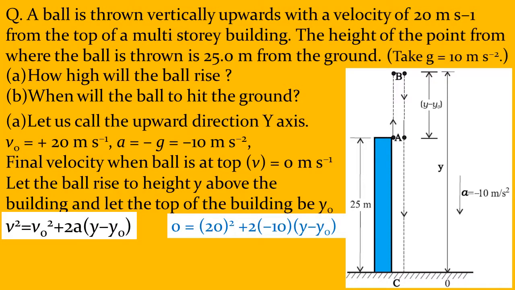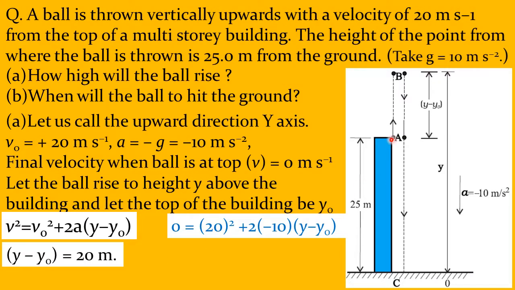Now let us put these numbers here. The final velocity at the top is 0. Initial velocity is 20 square plus 2. And what is the acceleration due to gravity? Minus 10 into bracket y minus y0. If I solve this, I get y minus y0 is equal to 20 meters.